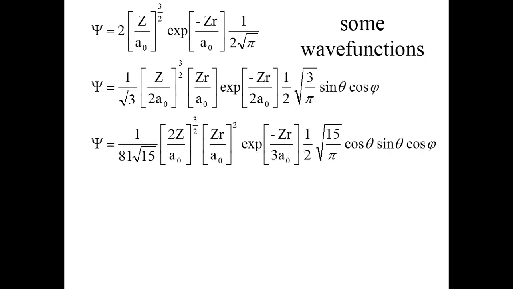Here are a few different wave functions, which are given the symbol psi. I don't know about you, but these look pretty complicated to me. But it is instructive to see that there are some terms that repeat themselves, like e to the negative Zr over a0. And some of the functions have sines and cosines in them. If we looked at all of them, we would find that they could be grouped by similar terms, which we will do with quantum numbers.